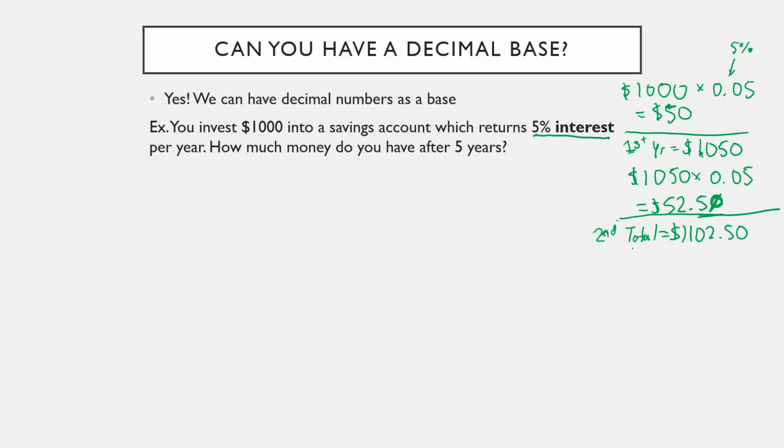Then we're going to repeat the steps. We're going to take the previous amount, which was $1,102.50, and multiply by 0.05. Then we're going to add that on to the previous amount that I earned.